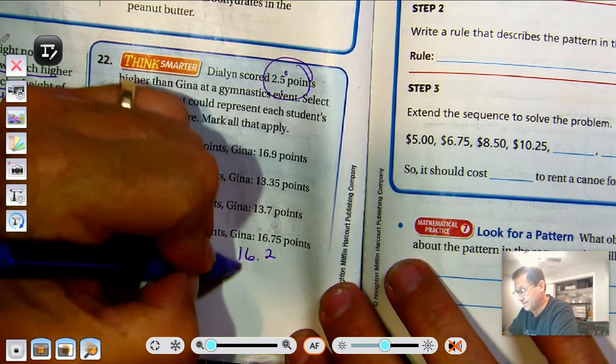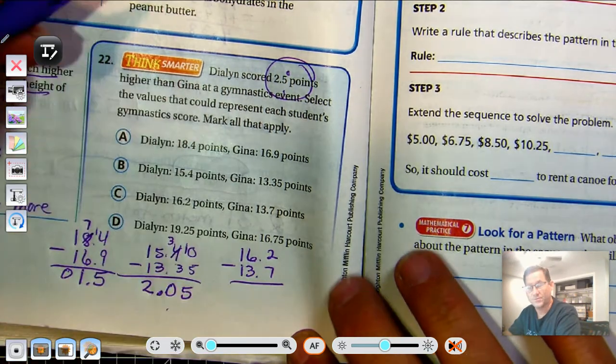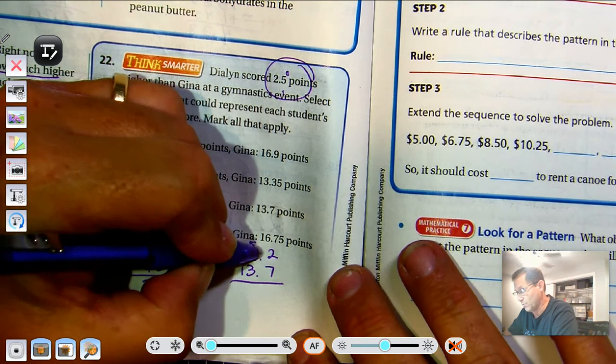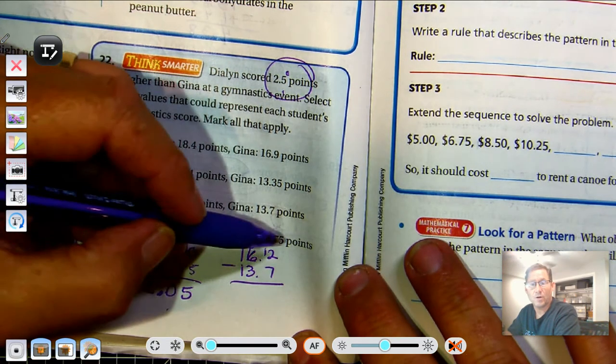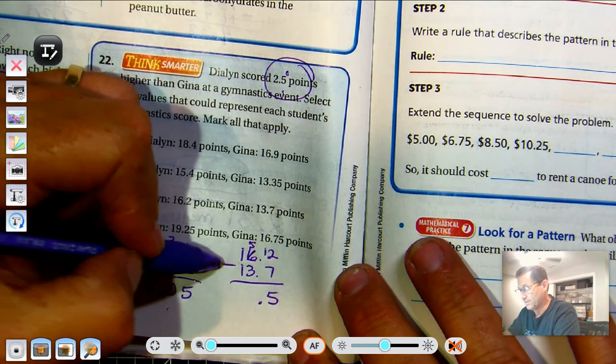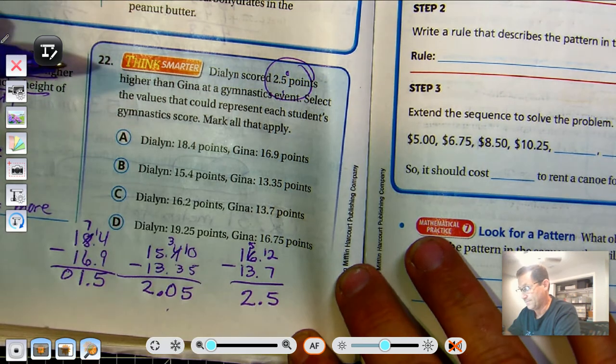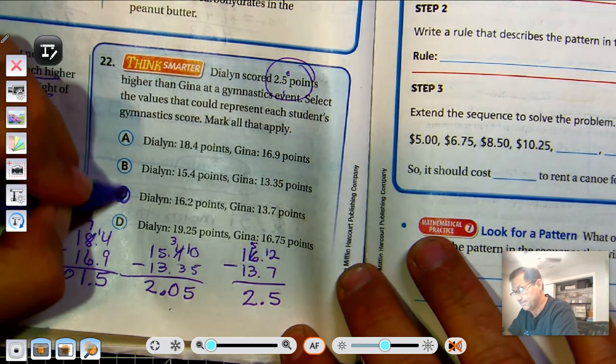16 2/10 take away 13 7/10. Can't take 7/10 from 2/10. Regroup from the ones. 12 tenths, take away 7 tenths is 5 tenths. 5 ones, basically 15, take away 13 is 2. So 2.5. All right, so C works.